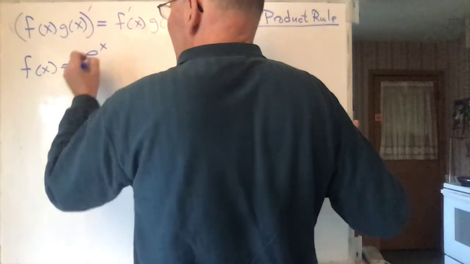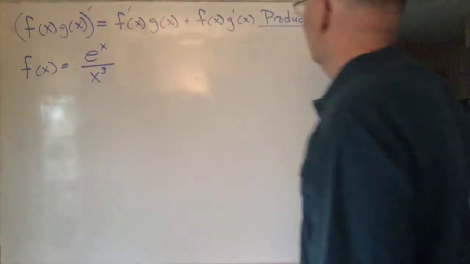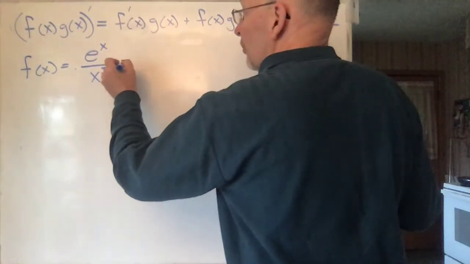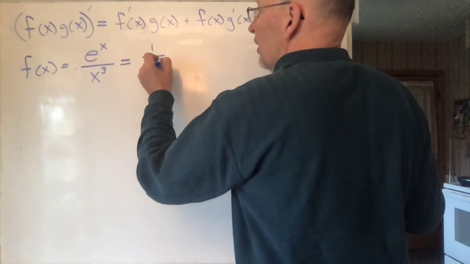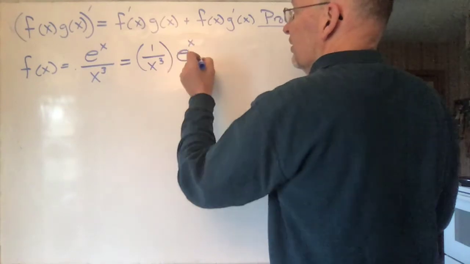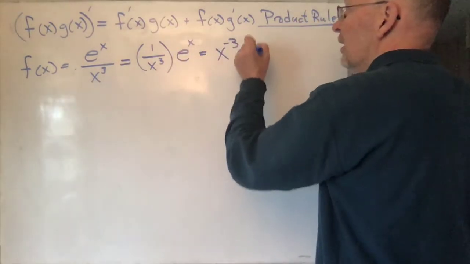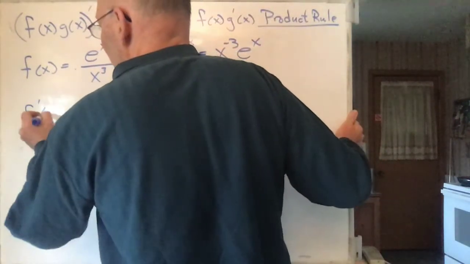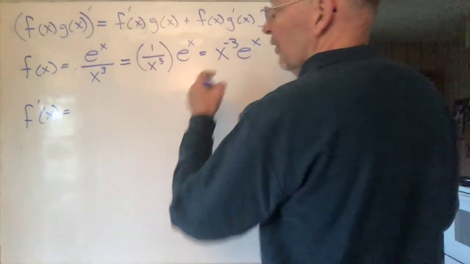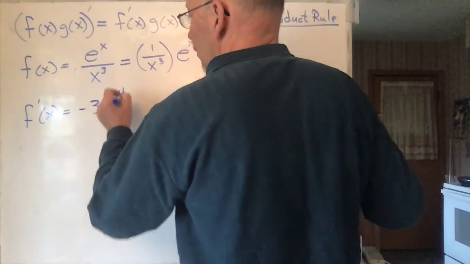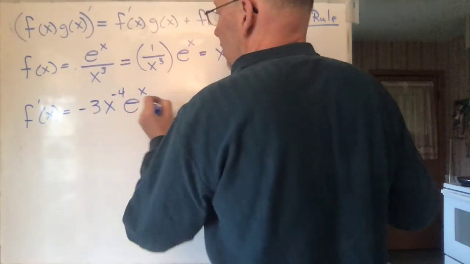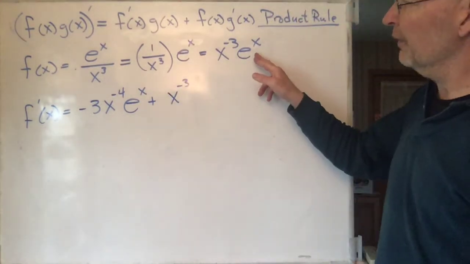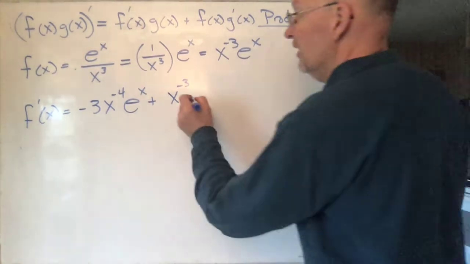How about e to the x divided by x cubed? Okay, now notice this is a product rule, whereas here I have the quotient of two things. However, I can write it as a product of two things. I can write it as 1 over x cubed times e to the x, which is the same as x to the minus 3 times e to the x. And so now you take the derivative, and let's see what we get. Take the derivative of the first, negative 3x to the minus 4 times e to the x, plus the first, x to the minus 3, times the derivative of e to the x. The derivative of e to the x is just e to the x, recall?